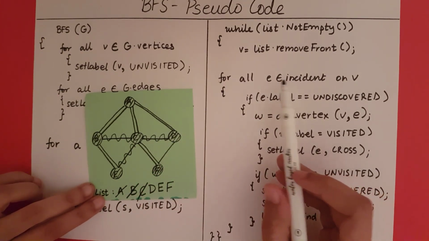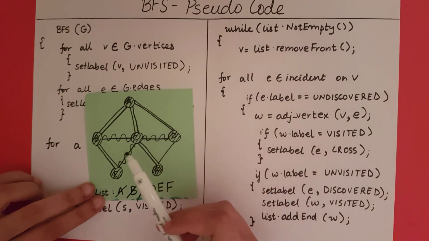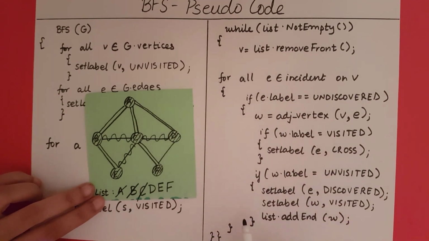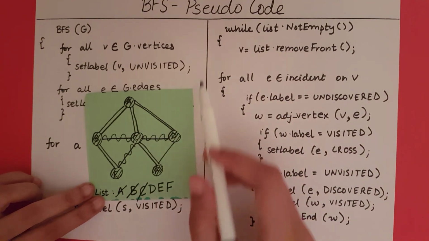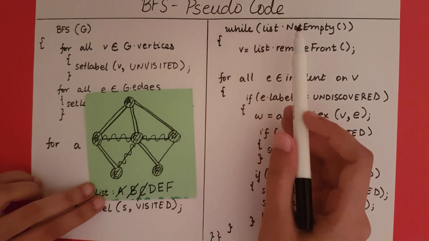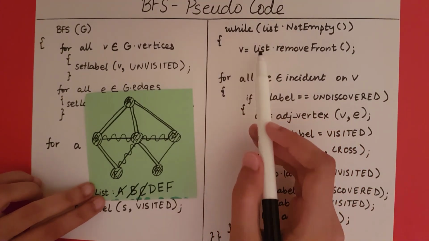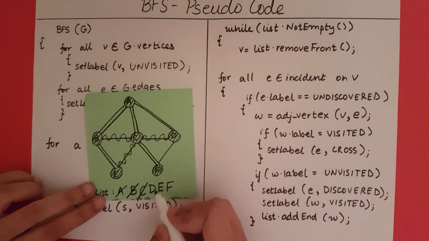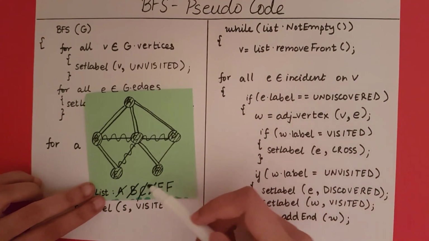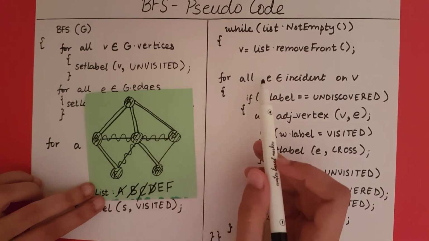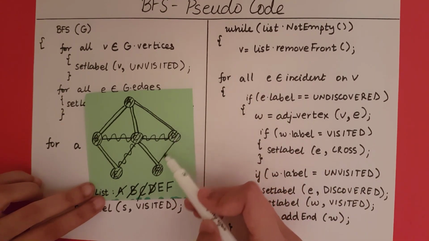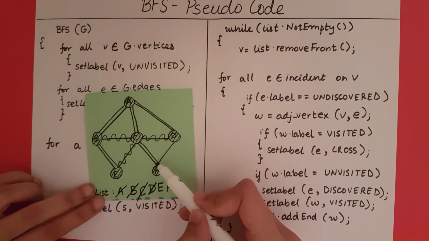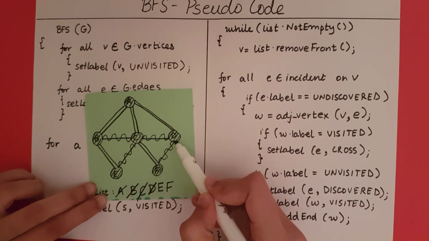Now I see, are there any more edges incident on C? No. So my for loop ends. So I go to my next while loop iteration. V is equal to list dot remove front. So I remove D from the front of the list. I'm going to now go through all the edges incident on D. I see that there is an edge here. If it is undiscovered and it leads to a visited vertex, I make it a cross edge.